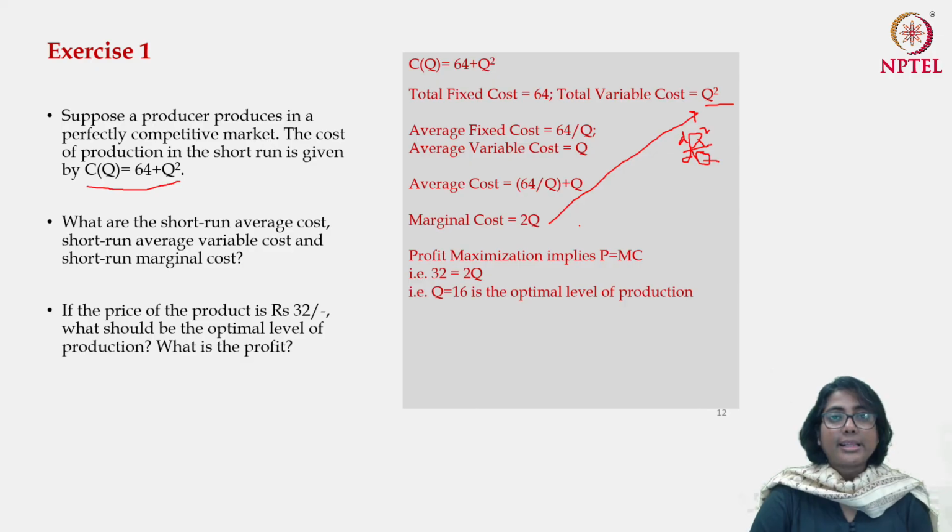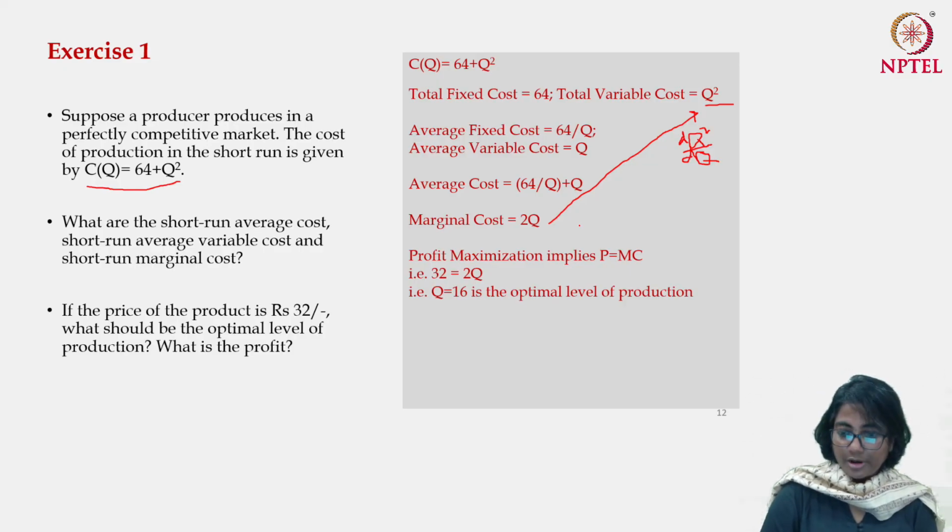Now recall one thing, this is the market share, or this is the share that this particular farm is actually producing and supplying in the market. This is not the market outcome. In the market, there are multiple producers like this person, and they are supplying their own product as well. So this 16 actually stands for the output produced by this particular farm.